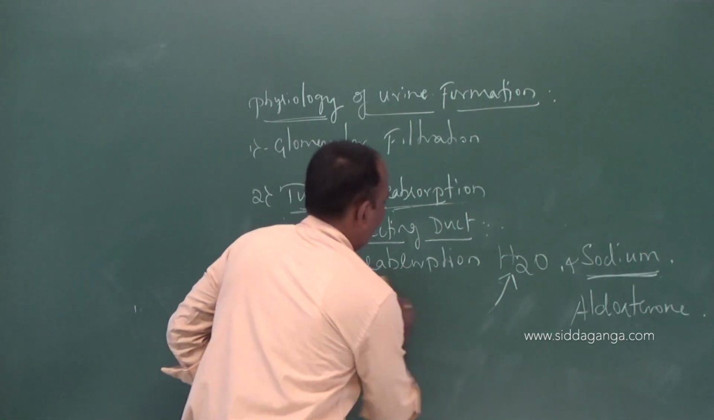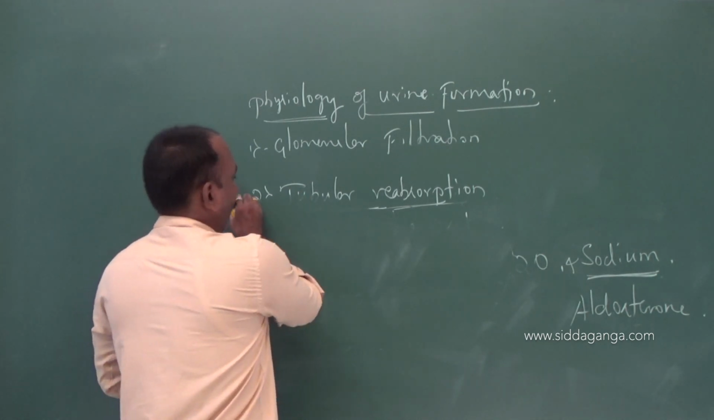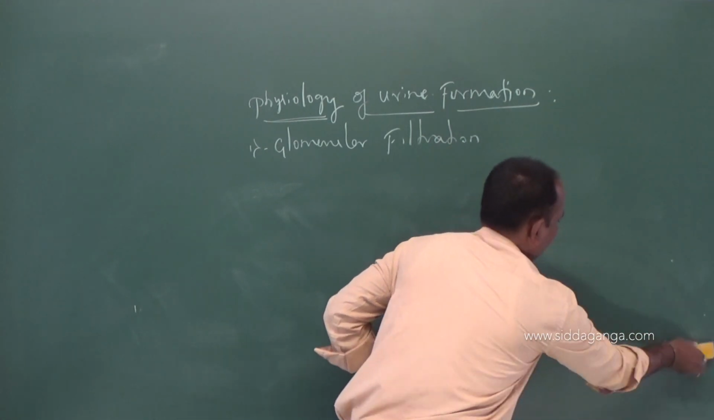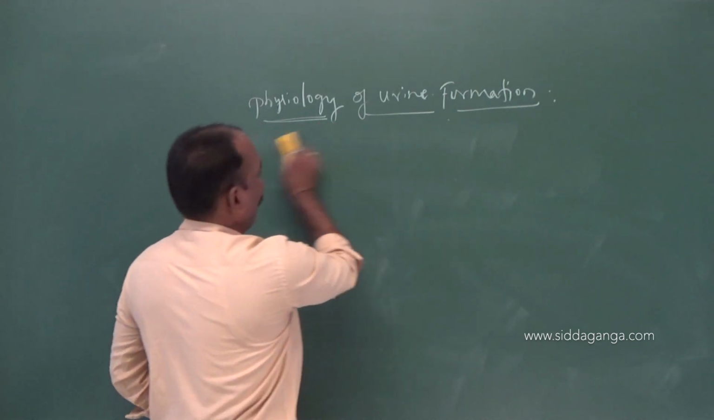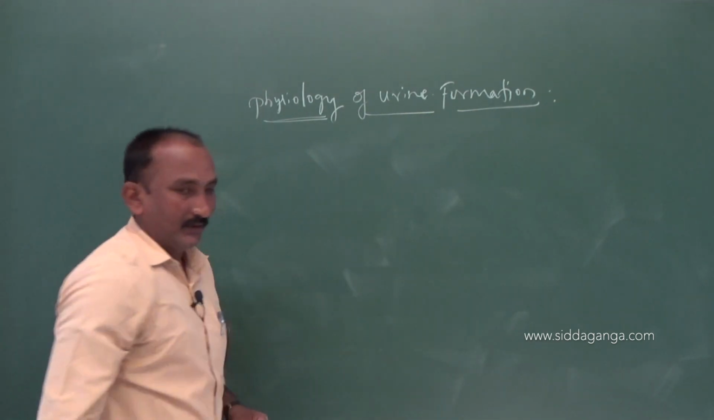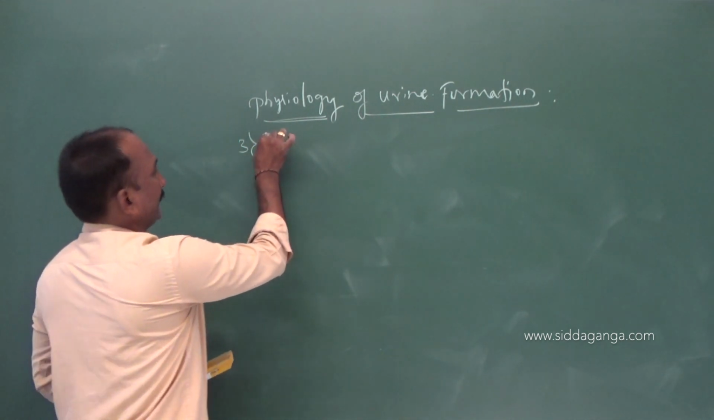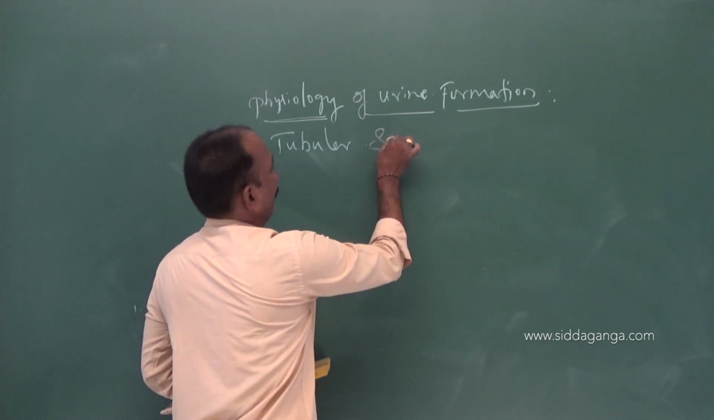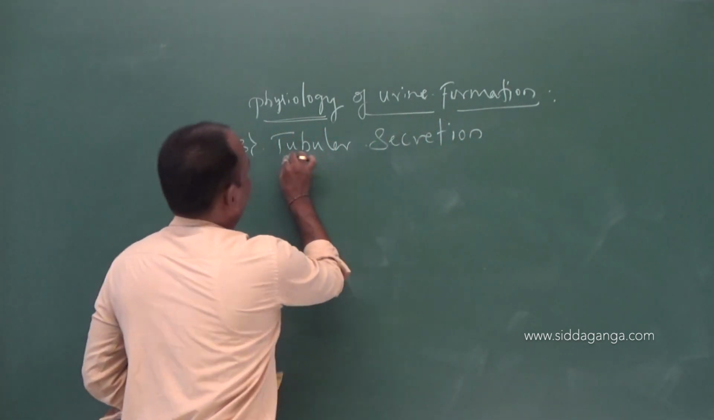Okay. Then the last step: we have studied tubular reabsorption, and before that we have also studied glomerular filtration. Next to this, the last step in urine formation is tubular secretion.